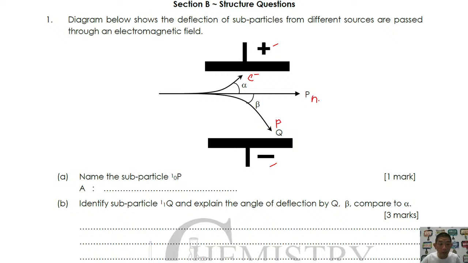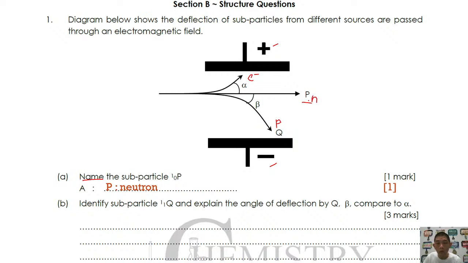So when the question asks you to name, be careful with the terms that the question highlights. They said name, so you must name them. Name the subparticle of 10P. The P in here is neutron. So you must try your best to spell neutron correctly, N-E-U-T-R-O-N. You cannot put the symbol N, because the question already said that you must name them. B. Identify subparticle 11Q and explain the angle of deflection of Q, beta, compared to alpha.